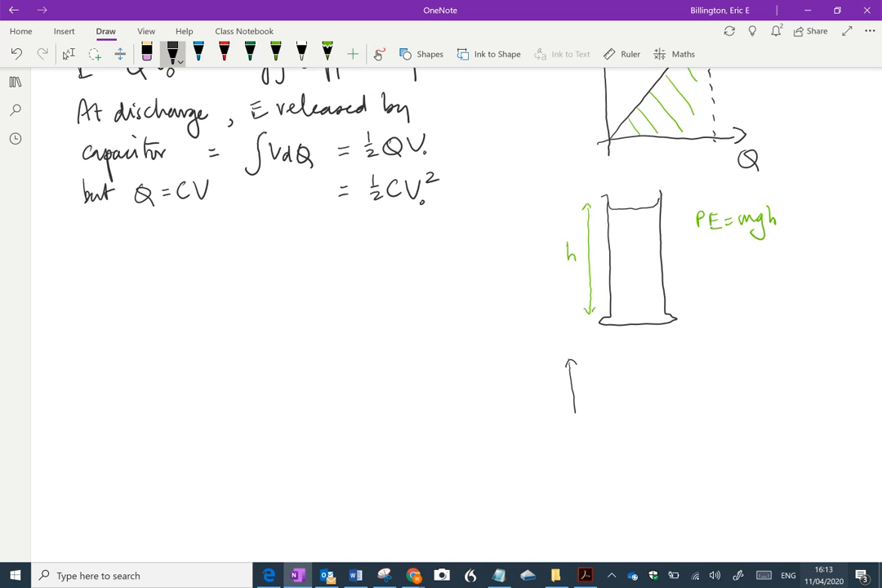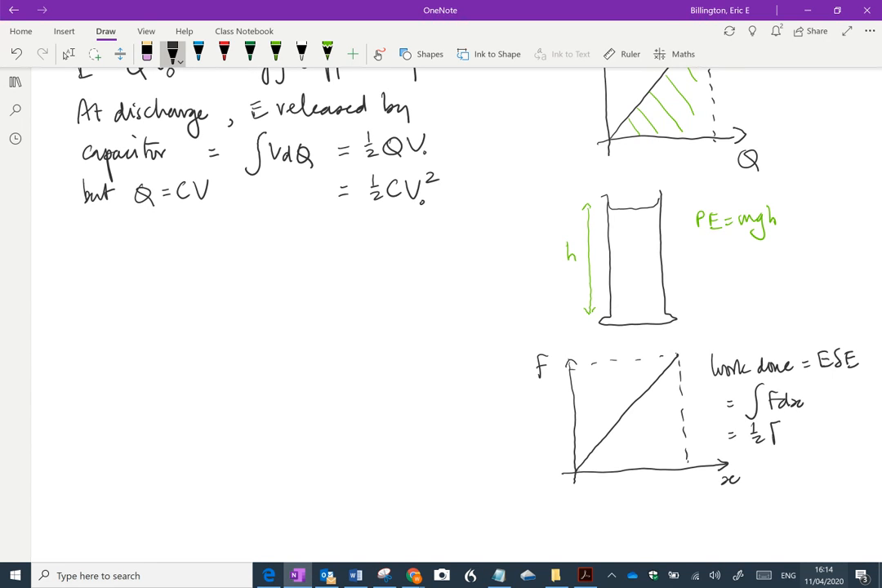Now, the other analogy for this is the Hookean spring. So I'll just draw another little graph over here. So you may remember with the Hookean spring, we're doing work done equals force times distance. But unfortunately with the Hookean spring, when it does work, it only starts off at the maximum force. And the force goes down as the distance is covered. So again, the work done, which is equal to the energy stored, the elastic strain energy stored, is going to be the integral of f dx, and that will be a half fx, which equals a half kx squared.